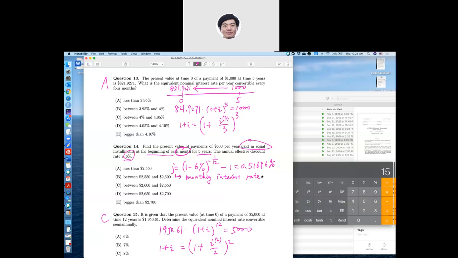So now what do we have? So now 1 stands for 1 month, okay? 600 per year, which means it's 50 per month, right? It's level, right? I will need to know how many months I have in 5 years. The first one is actually at 0. So in total, I have 5 years, which means I have 60 months. The last payment would be at month 59.